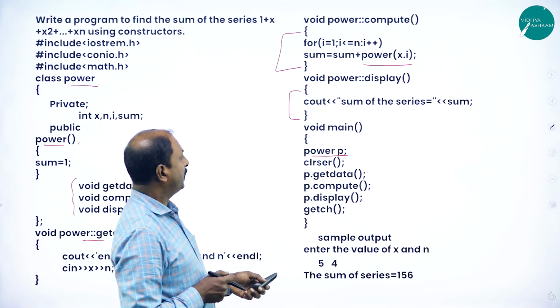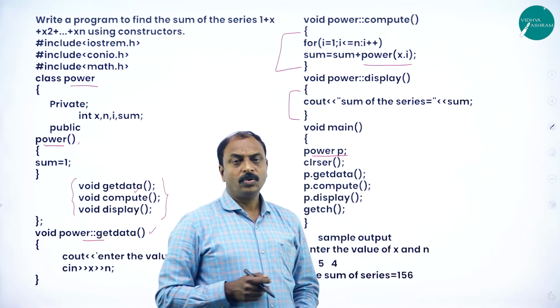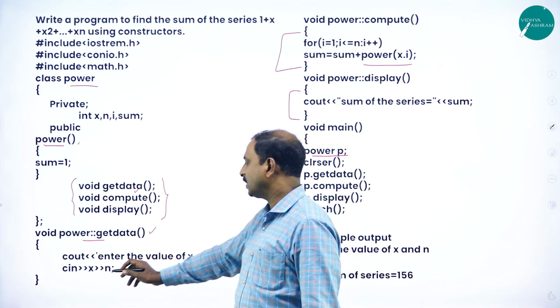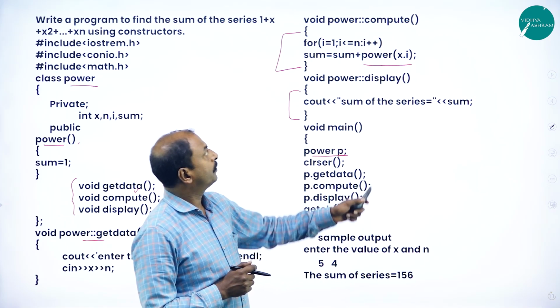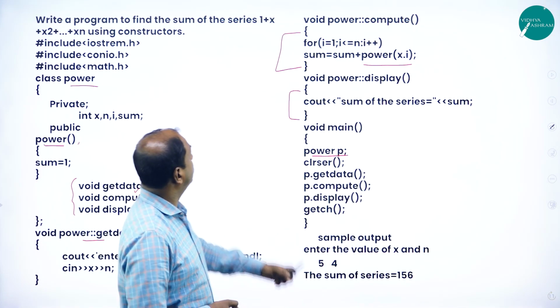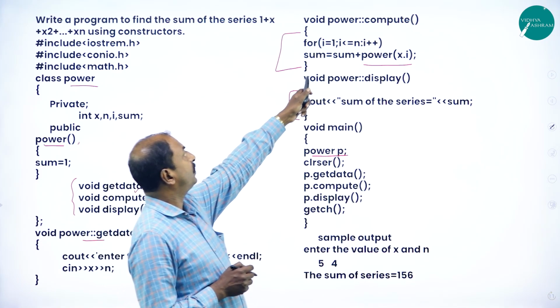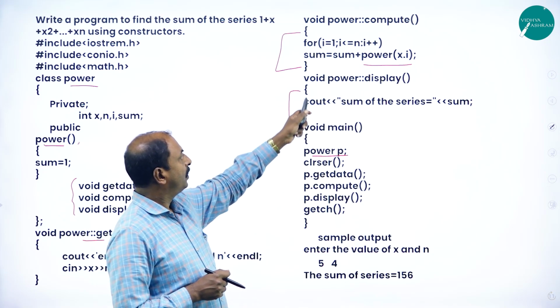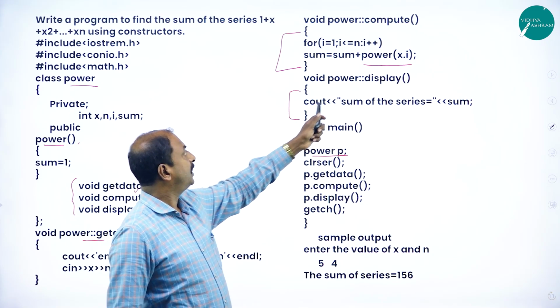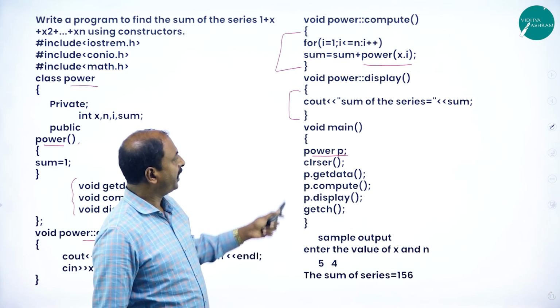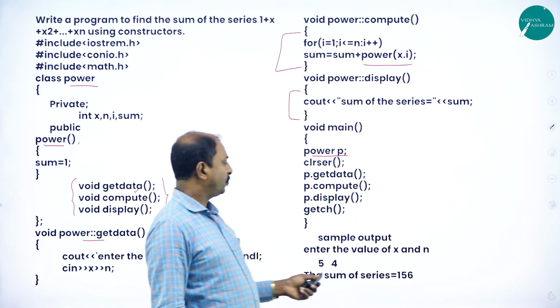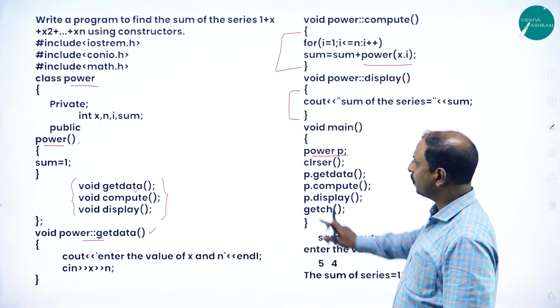So actually with p dot getdata, we are using this function to accept the values for x and n, and with compute, we are calculating the sum of the series inside the function compute. Then we are displaying the result in the function display. Then this is the main function. So this would be the output of this program.